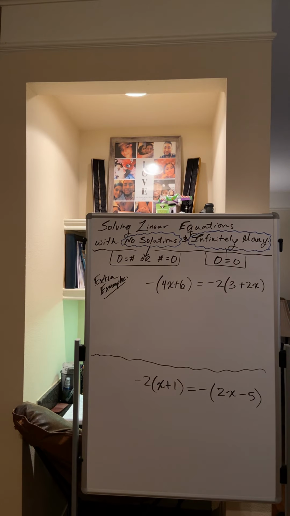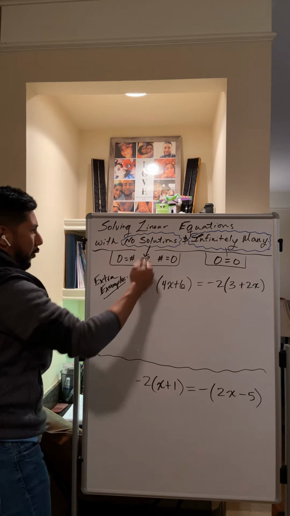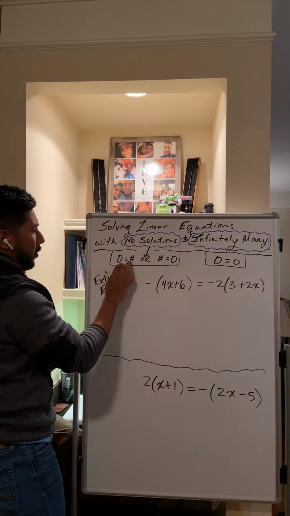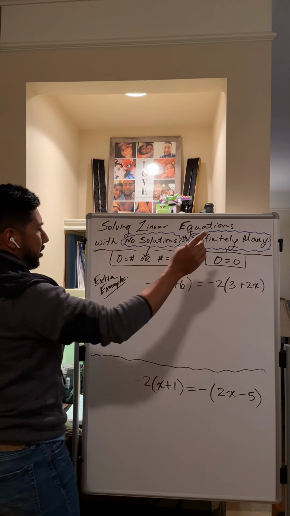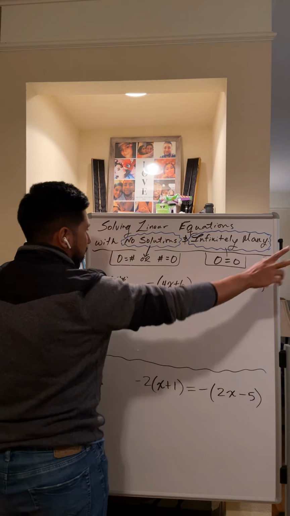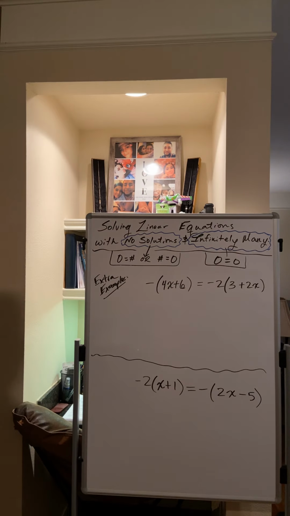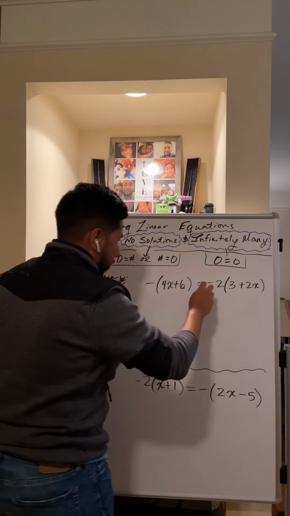Alrighty, ladies and gentlemen, last video, we did a lot of great, beautiful work today. Let's keep it going. I did us a favor for this third video: no solution, 0 equals a number, or number equals 0, and 0 equals 0. Okay, I'll draw the border real quick.